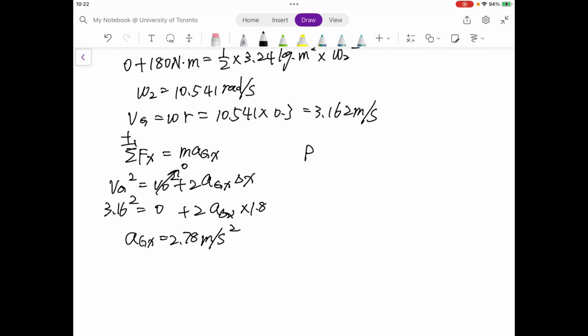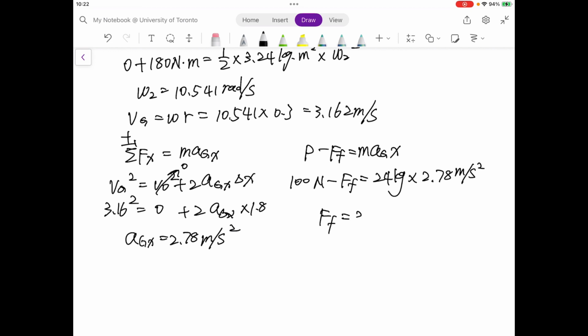Then P minus F_f is equal to m a_Gx. This is equal to 100 Newton minus F_f is equal to 24 kilograms times 2.78 meter per second square. Then F_f is equal to 33.3 Newton.